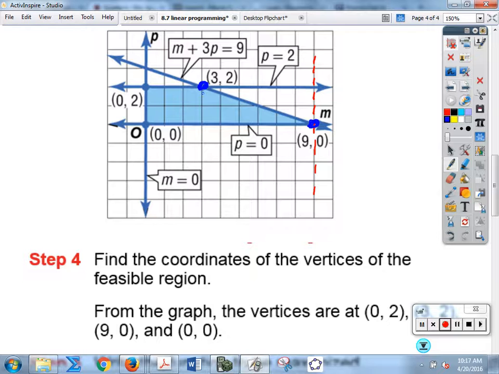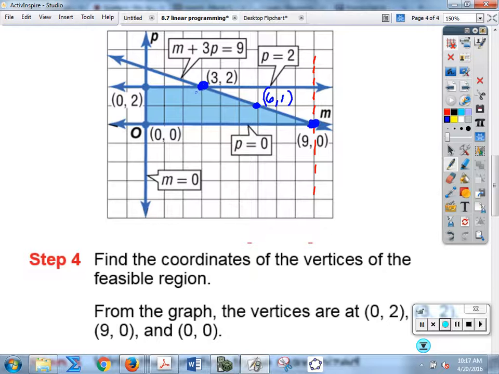So I guess the only other possibility besides 3 and 2 and 9 and 0 would be integer possibilities. So if we plugged in 6 and 1, 6 mowing and 1 pruning, that would also be a max. But I'm not going to make you figure that out. This is just saying a max has to occur at one of these points. It actually occurred at 2 of them, and it could occur here. But for sure, you know it's going to be at one of the vertices, no matter what. You're just trying to find the maximum way.